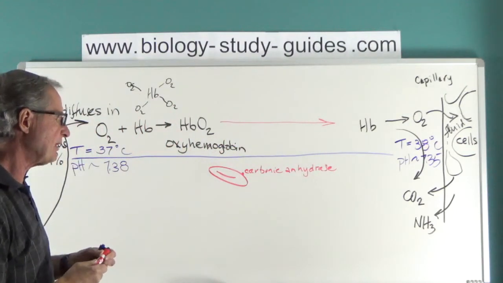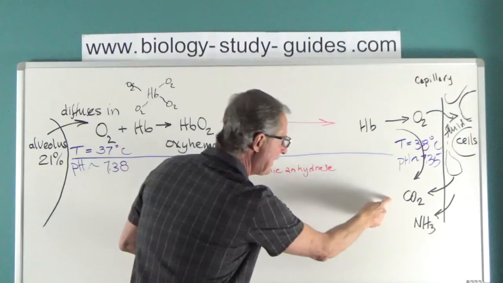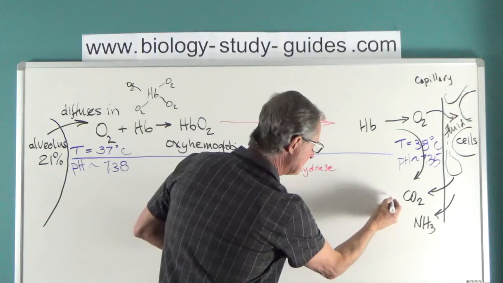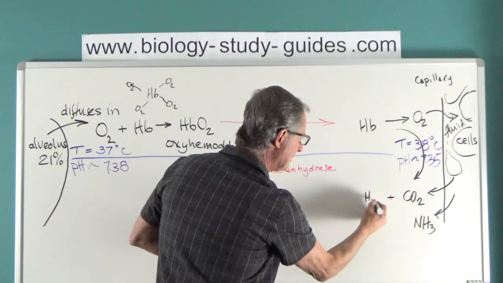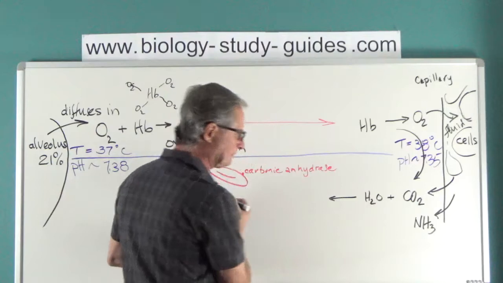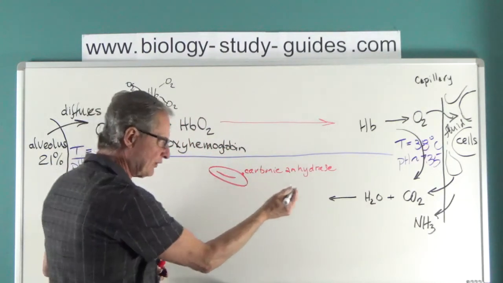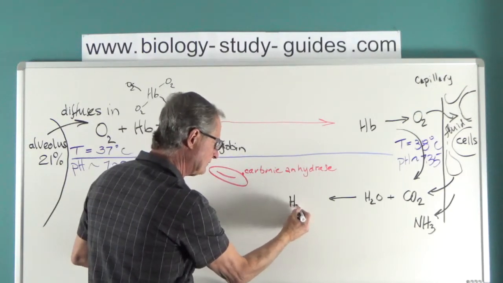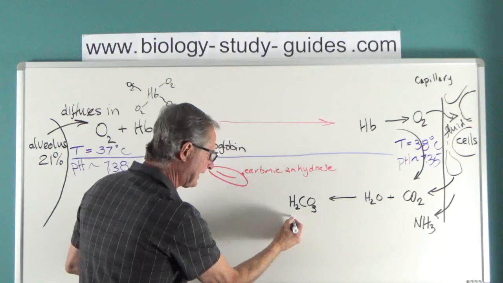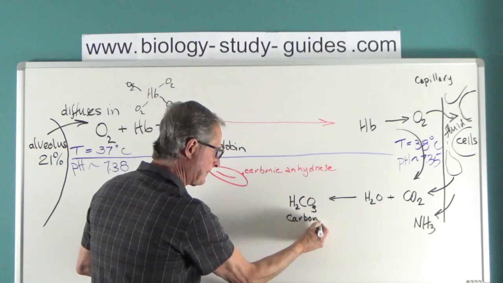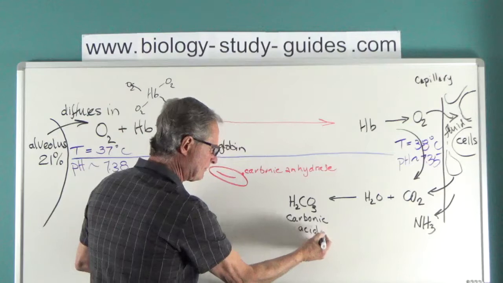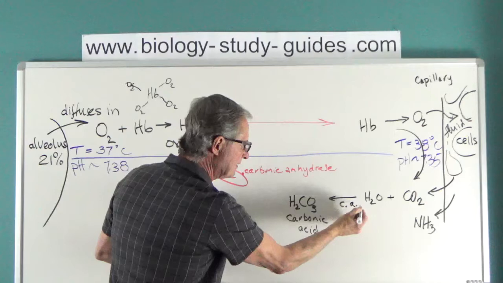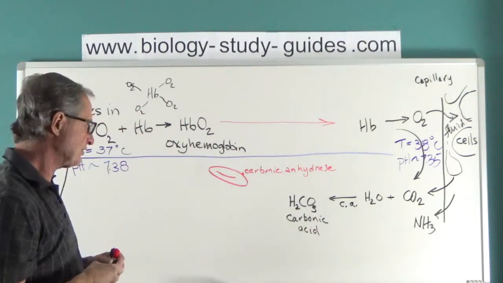What happens with carbonic anhydrase is carbon dioxide combines with water. I'm going to draw a chemical equation backwards here. When it combines with water, it makes carbonic acid. And carbonic anhydrase, I'll put a Ca here, is the enzyme that catalyzes that particular step.